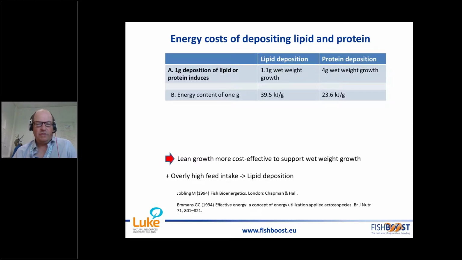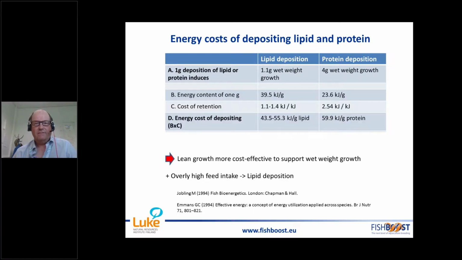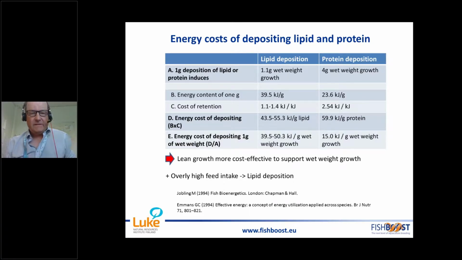And the energy content of 1 gram of lipid and protein is different, so that the energy content of lipid is almost 2 times higher. So you would need more energy there. But the cost of retention, the cost of making the lipid and protein, is different. And when we multiply these to get the energy cost of depositing lipid or protein, then protein is a little bit more expensive in total.